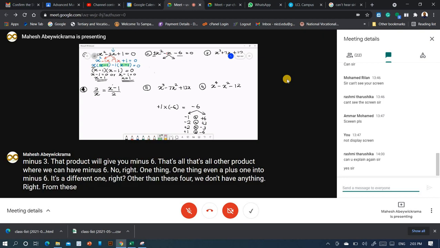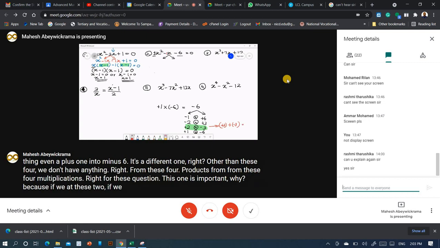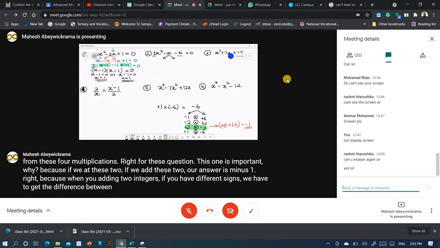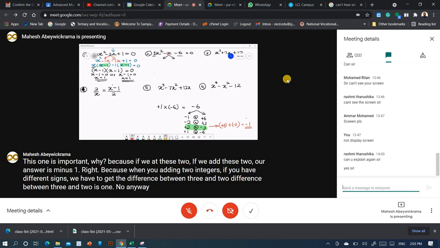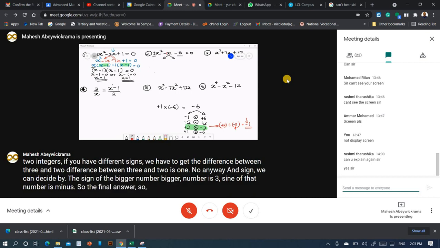From these four multiplications, for this question, this one is important. Why? Because if we add these two, our answer is minus 1. When you're adding two integers with different signs, you get the difference between 3 and 2, which is 1, and the sign is decided by the bigger number. The bigger number is 3, and its sign is minus, so the final answer is also minus.